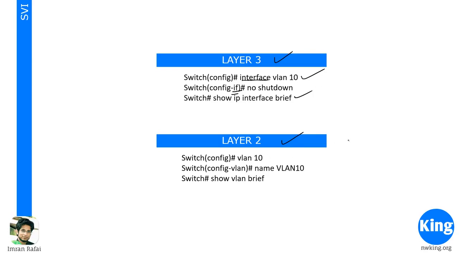Layer 2 is nothing but a VLAN database, right? If you want to add to the VLAN database, you say VLAN without the interface keyword. So just say VLAN 10 or whatever number, and go to a VLAN subcommand, and here you can do naming, right? You can say name sales, marketing, whatever. To verify, you just say show VLAN brief, and it'll show you all the VLANs.